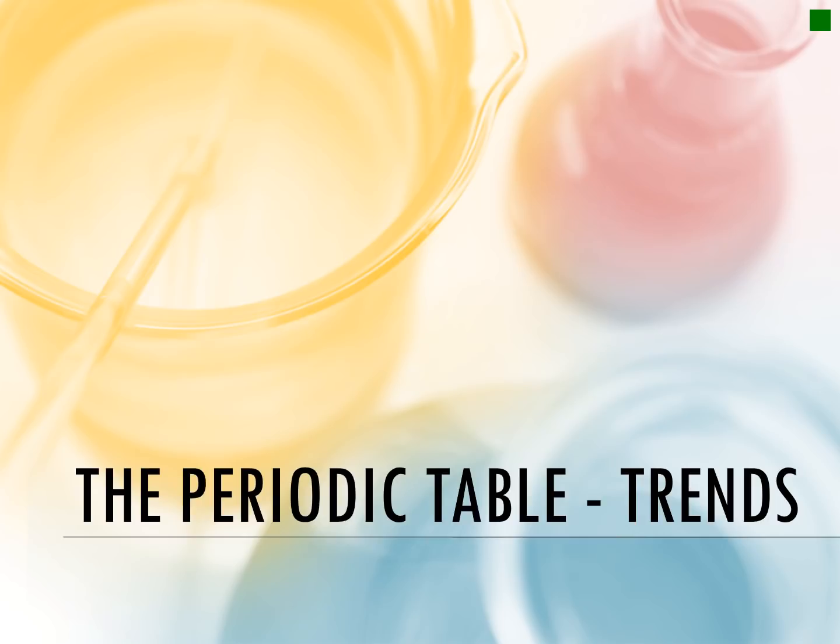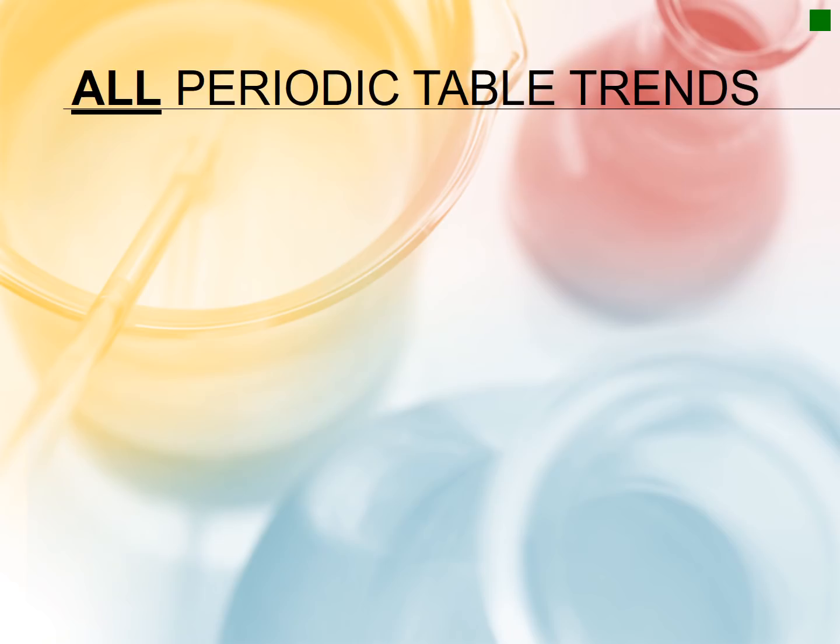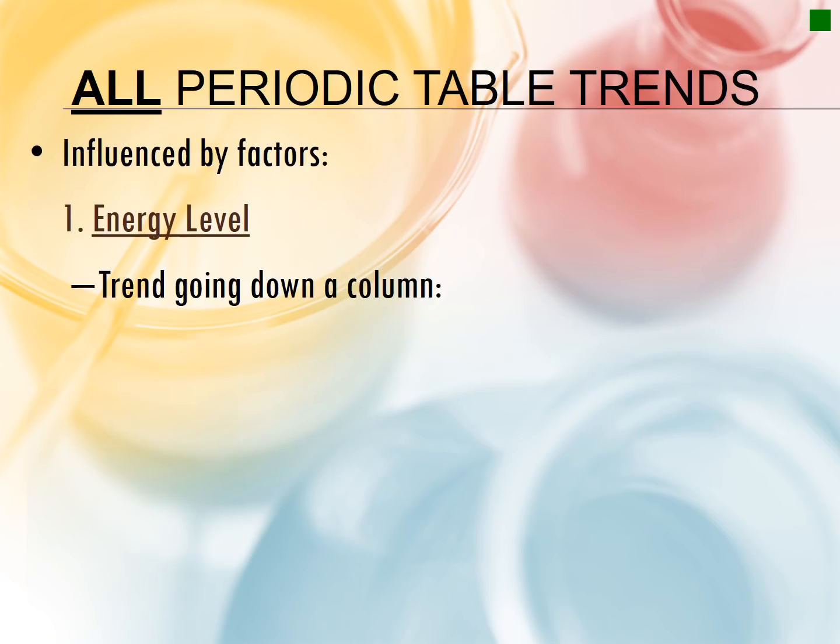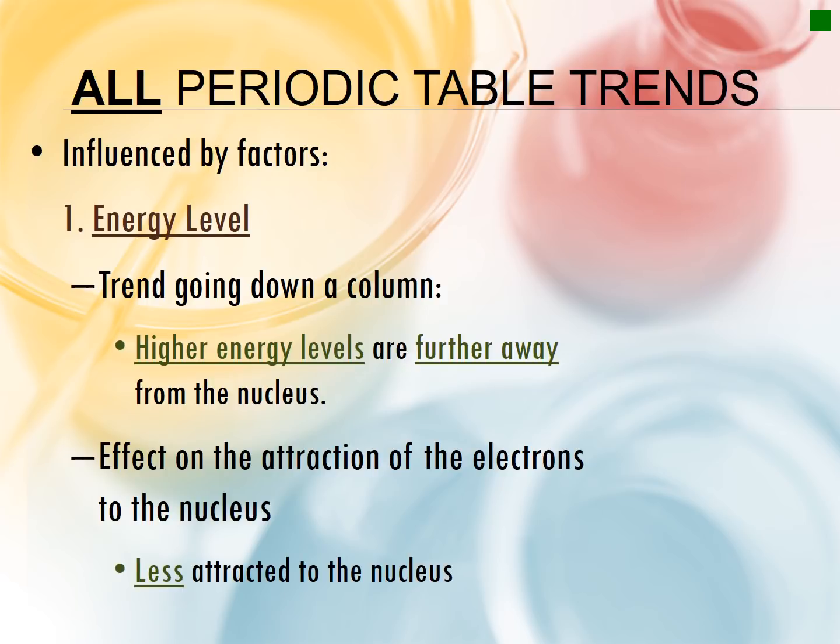Tonight what we're going to be talking about are the reasons why the periodic table has the trends that it does. And it is influenced by two major factors. The first factor that we are going to be discussing is energy level. What happens as you go down a column is you add more and more energy levels.